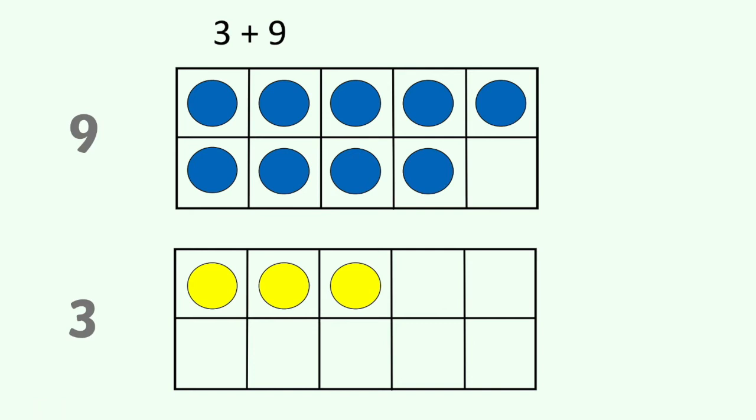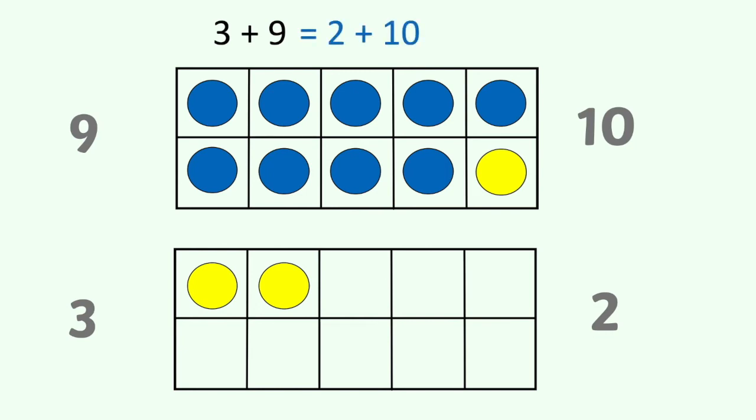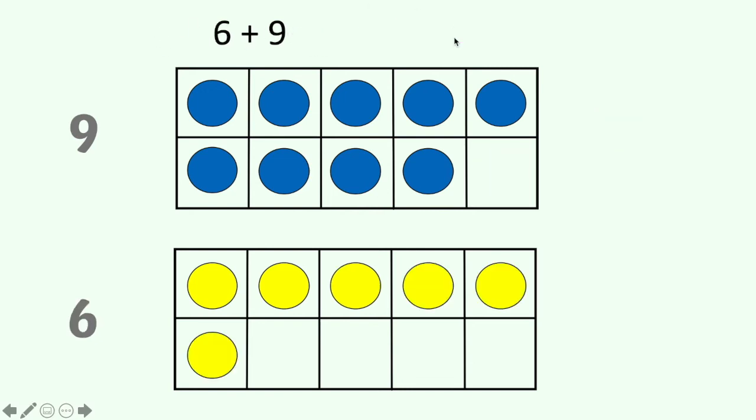Again, can you imagine what it's going to become in your head first? Yes, it's going to become 10 and 2. So 3 add 9 is the same as 2 add 10, which equals 12. So 3 add 9 equals 12.